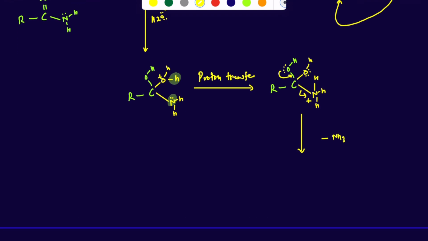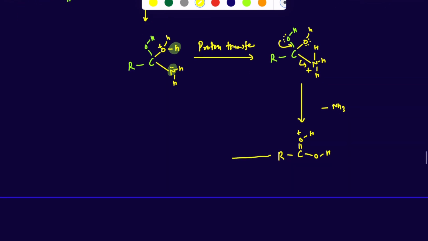NH2 minus is typically a bad leaving group, but it can leave if you're doing this under basic condition. Under acidic condition, I want to make sure I protonate that. So I lose ammonia, and in the process I have now something like this. So the acid is kind of made already, and then I use the water again to remove this proton from here.